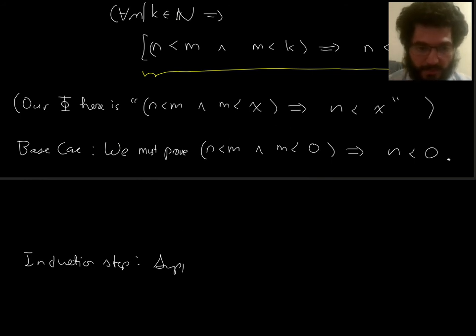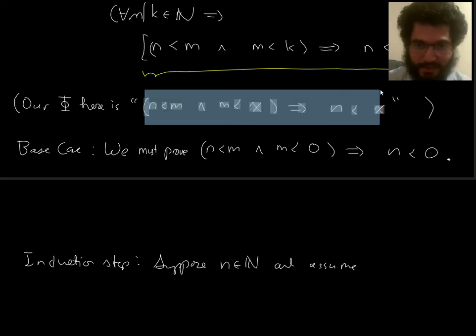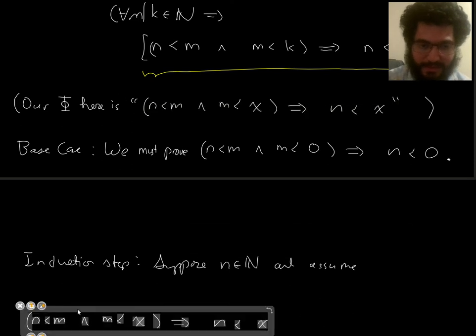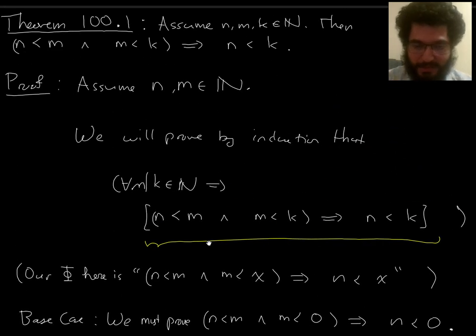Okay, now for the induction step, suppose n is a natural number, and assume the induction hypothesis. So the induction hypothesis, that's where I can finally duplicate this. It's this, but instead of x here, we have k. K is the variable that I'm doing induction on. So this is not an n, sorry. Then this should also be a k. Right, this is what I'm trying to prove by induction.